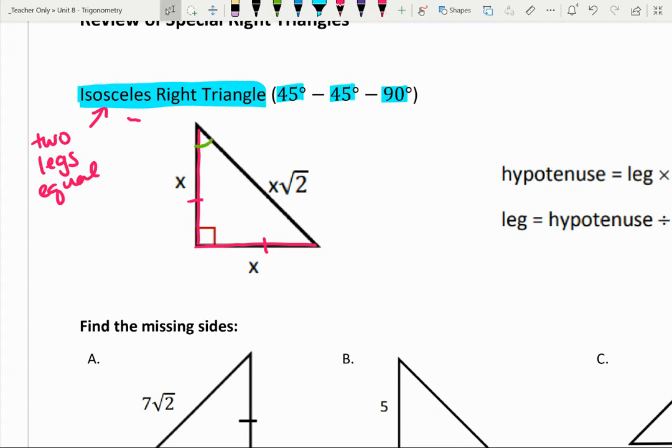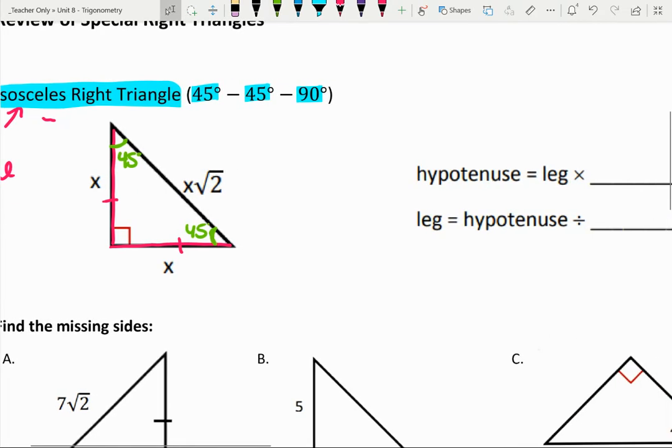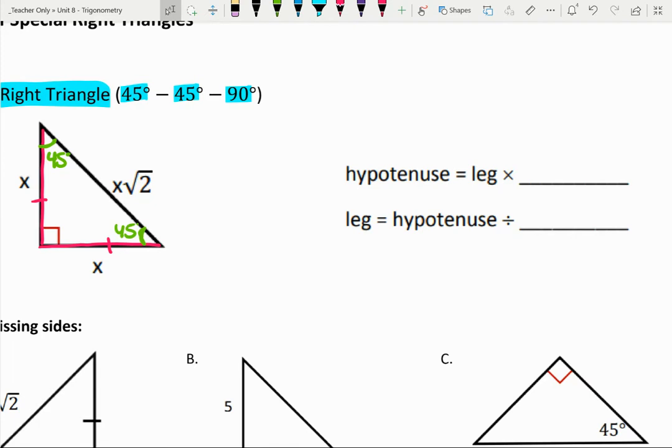Since we have two equal legs, we also have two equal angles, and in this case they are both 45-degree angles. That's why we call this a 45, 45, 90 degree triangle as well. So any missing side of an isosceles right triangle is really easy to find. If all we have is a leg, we can take the length of the leg and multiply it by the square root of 2 to get the hypotenuse.